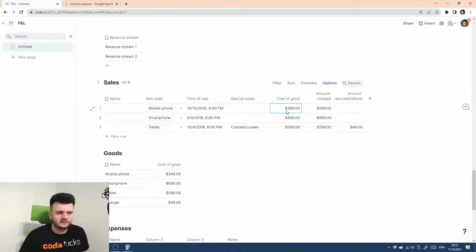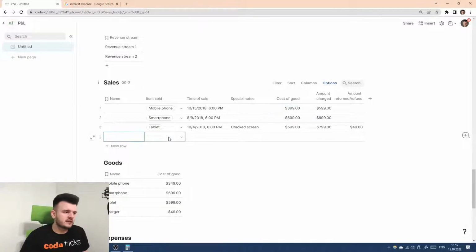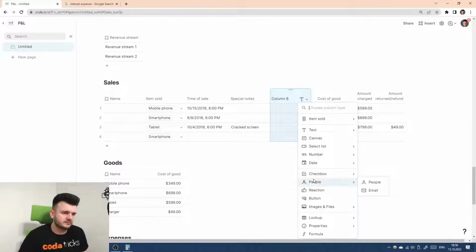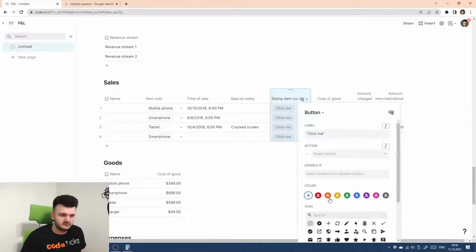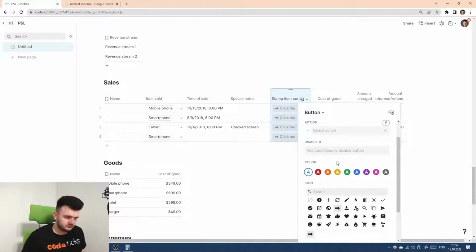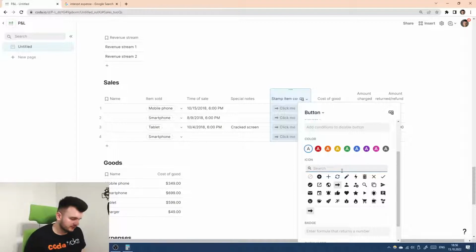So instead of this being a formula, you make it an editable value that you populate. You create a row. Let's say you create a smartphone, and you can have something like a button that says stamp item cost, and you make that button a nicer arrow.